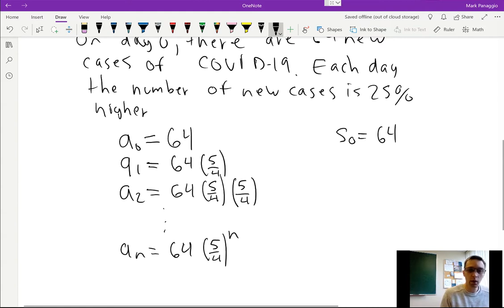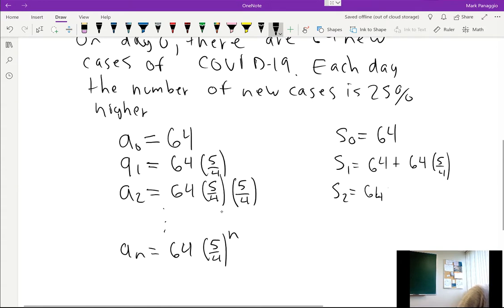Then on day 1, well, how many cases are we going to have? Well, we're going to have the 64 from the day before, plus we'll have the number of new cases, 64 times 5/4. And then on day 2, we'll have 64 plus 64 times 5/4 plus 64 times 5/4 squared.